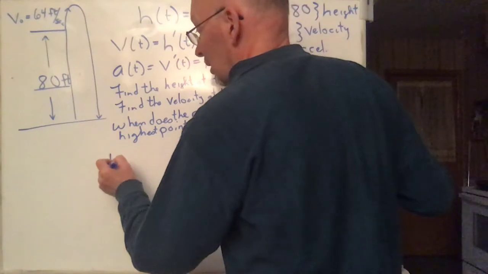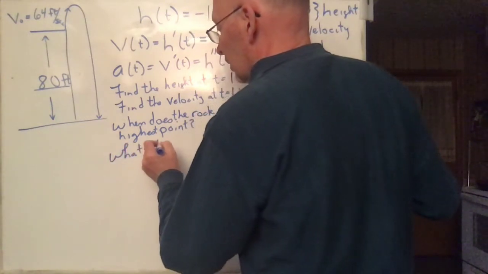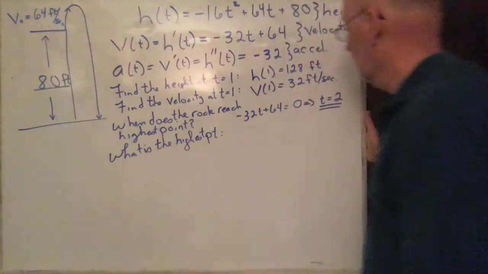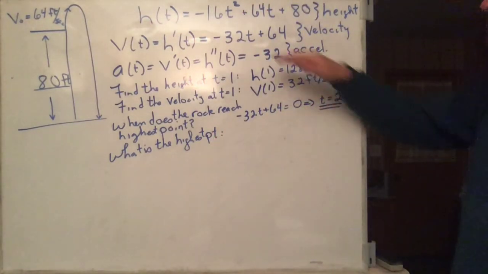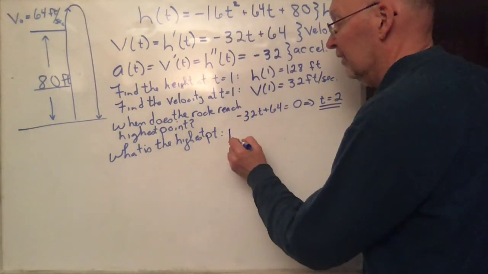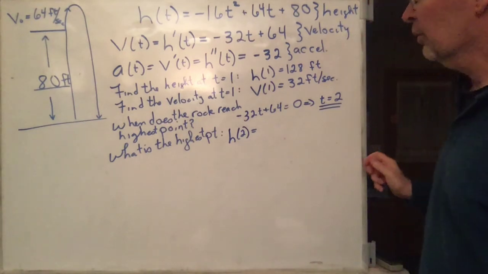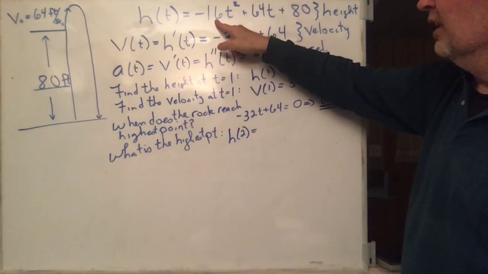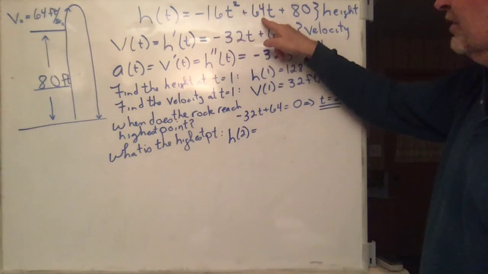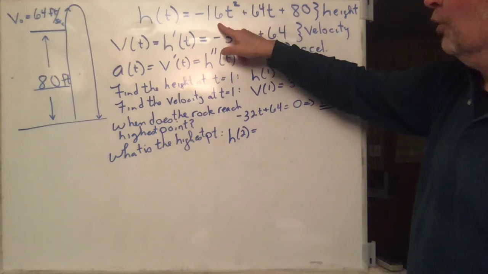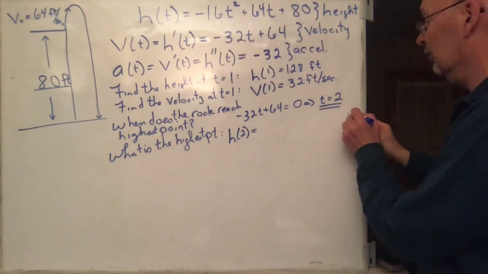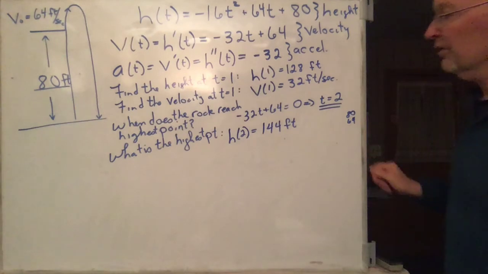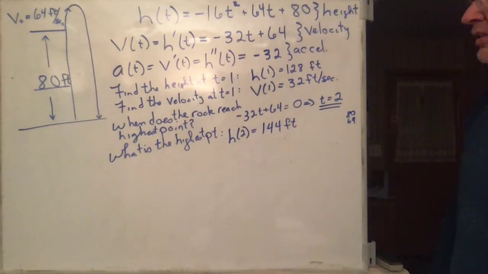Here's another question. What is the highest point? Well, we know it reaches the highest point at time equal to 2, so all we have to do is stick 2 in here, and we get h of 2 is equal to what? Stick it in here, you're going to get 4 times 16 is negative 64, and then 2 times 64 is 128. 128 minus 64 is 64. 64 plus 80 is what? 144. So that's the highest it goes.